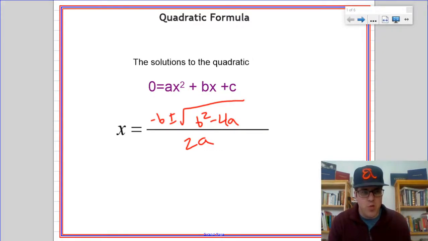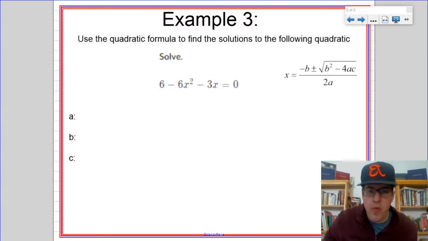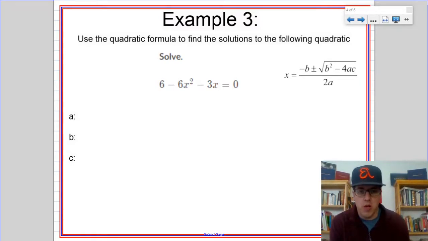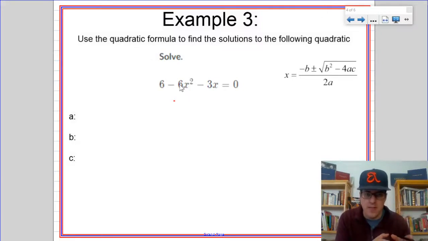Okay, so remember, that'll find us the solutions to any quadratic equation. Here's an example of a problem you might have to solve using the quadratic formula for your Khan Academy. What you want to do is set the equation into standard form. Remember, that means you write it as squareds, x's, constants, so quadratic terms, then linear terms, then constant terms.